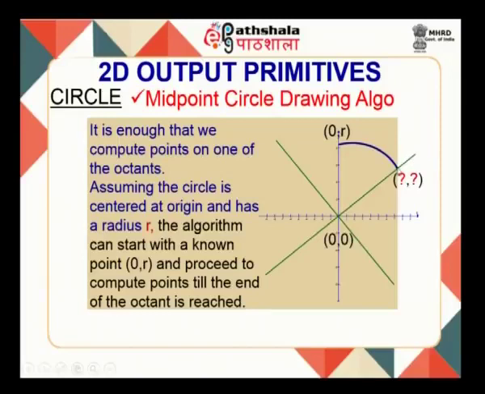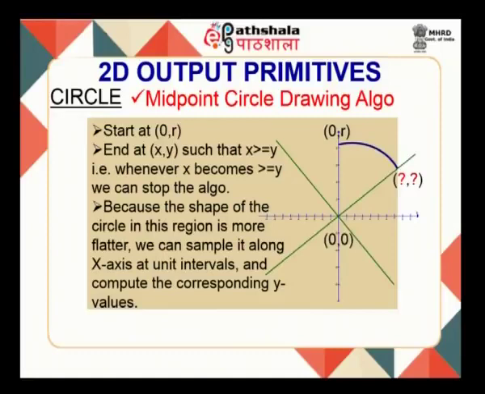So, we have arrived at our stopping condition logically: as long as x is less than or equal to y, the algorithm can continue computing points. Whenever x is equal to y or x is greater than y, you can stop the procedure. That is, as long as x is less than or equal to y, you can continue computing points on this octant. That is how we stop the algorithm, and that is what is discussed here in this slide as well.